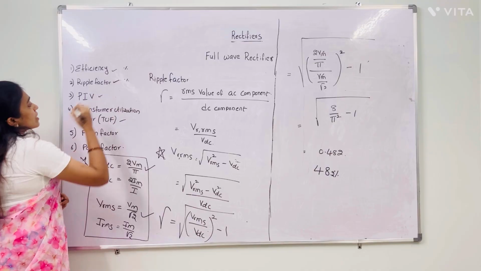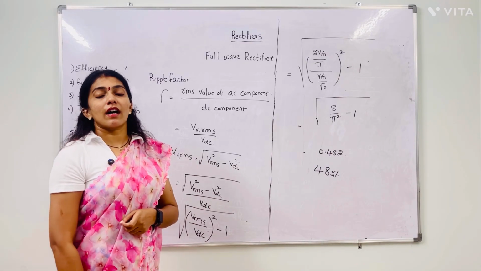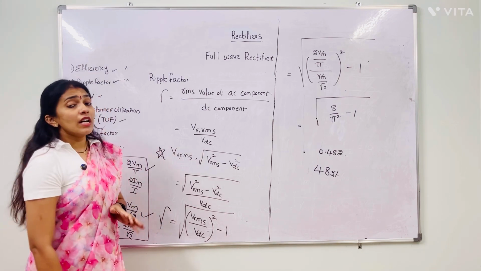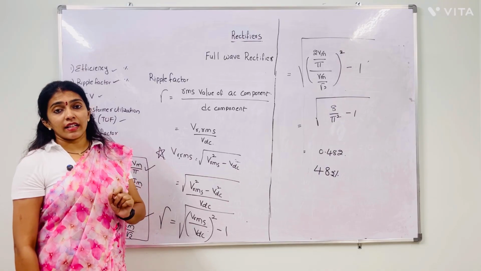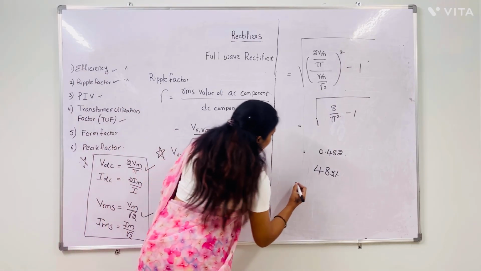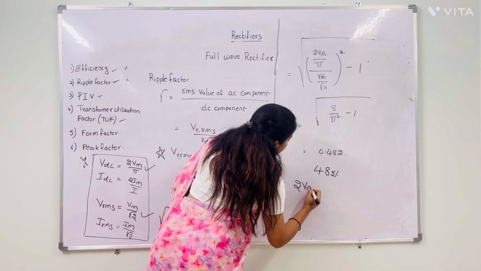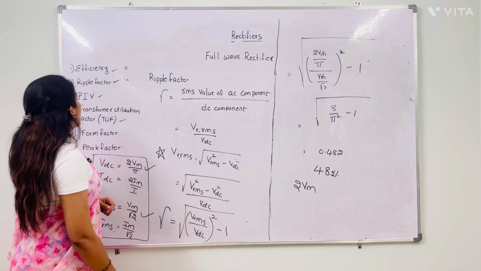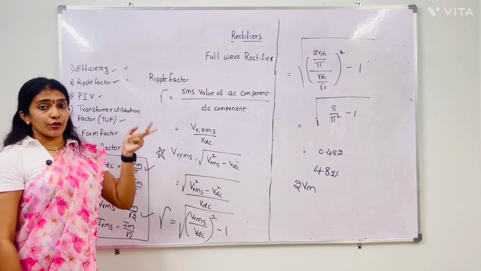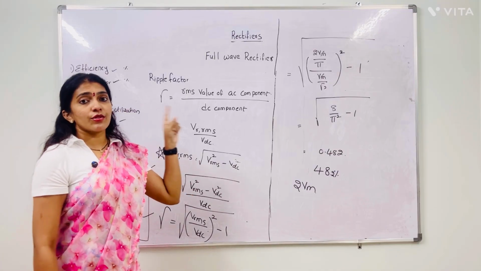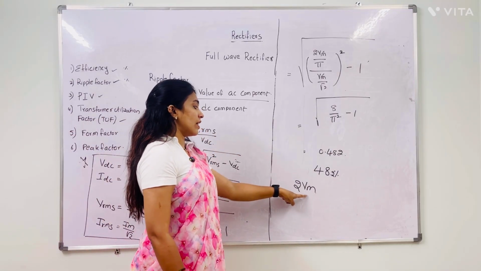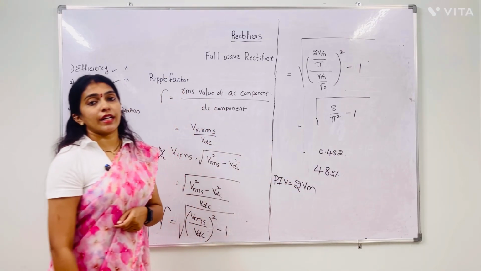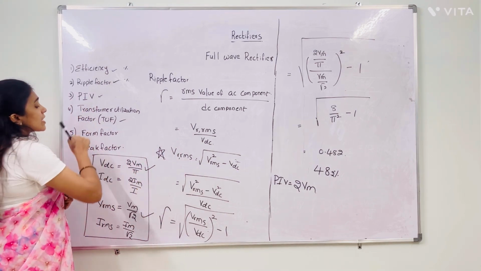Ripple factor completed. Next, peak inverse voltage. Peak inverse voltage is the maximum reverse voltage before breakdown condition. Here we use a center tapped transformer. For center tapped transformer, peak inverse voltage is 2 Vm for a full wave rectifier. Why? Because we are using two diodes. So the maximum reverse voltage before the breakdown condition, the peak inverse voltage, is 2 Vm for full wave rectifier.